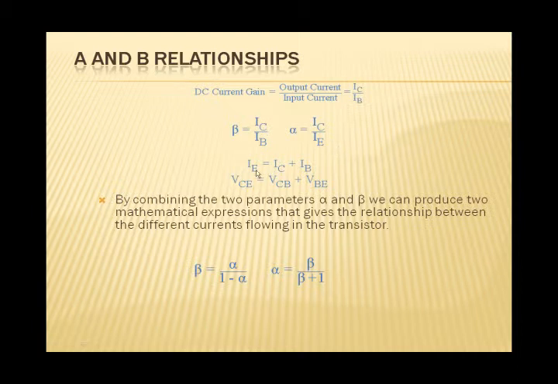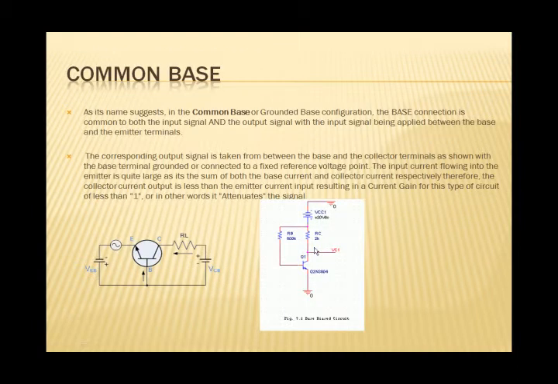The emitter current is a combination of IC and IB, and the voltage applied to the collector-emitter is a combination of voltages VCB plus VBE. By combining the two parameters alpha and beta, we can produce the mathematical expression which forms the relationship between the different currents flowing in the transistor: beta is equal to alpha upon 1 minus alpha, and alpha is equal to beta upon beta plus 1.